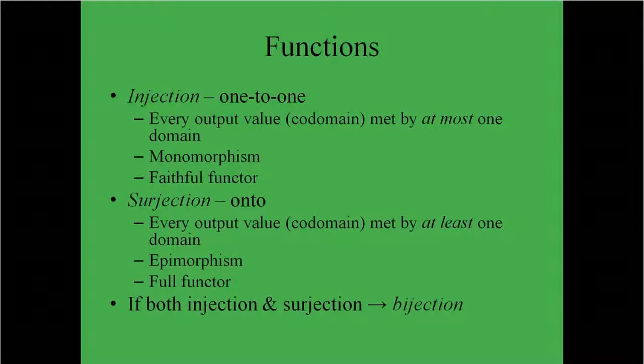Assuming that's our codomain, so we're considering all real numbers as our range, or all rational numbers, we know that every output value must be attained by at most one domain.